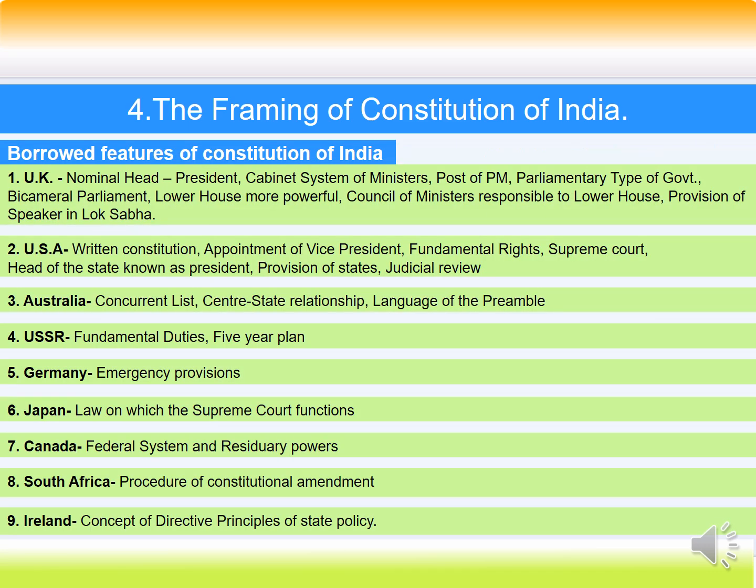The framing of the constitution, the borrowed features of the constitution, is very important. From the UK, we have taken law from different countries, different states, and then we found a complete mixture of different laws in our country in the form of the Constitution of India. UK, USA, Australia, USSR, Germany: emergency provision from Germany. Japan: law on which the Supreme Court functions. Canada: federal system. Residuary power, South Africa: procedure of constitution amendment. And the concept of the directive principles of state policy has been taken from Ireland.